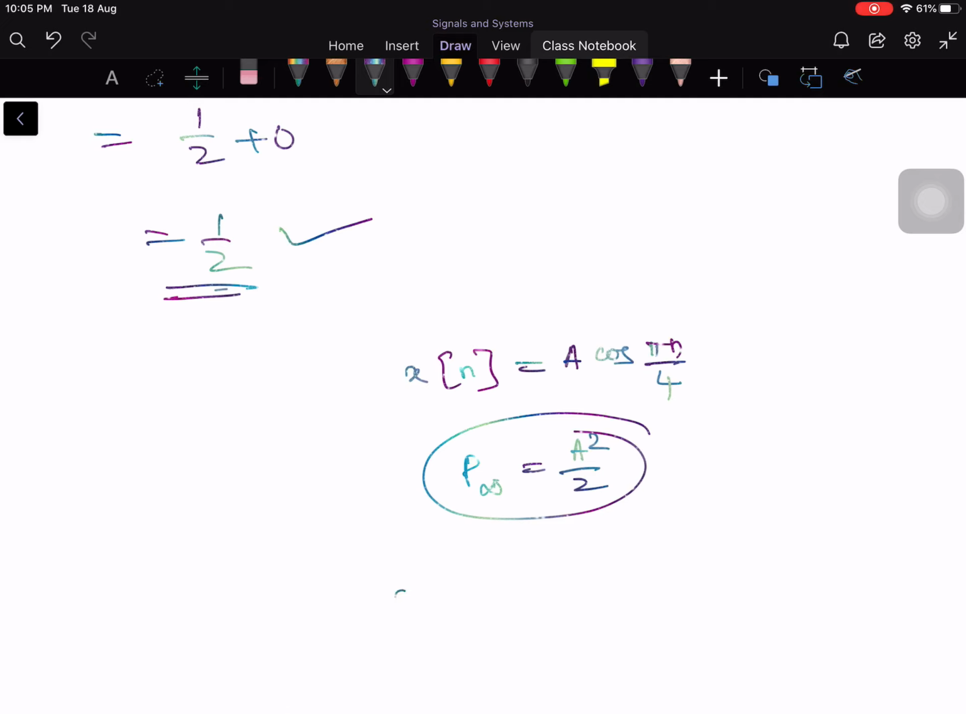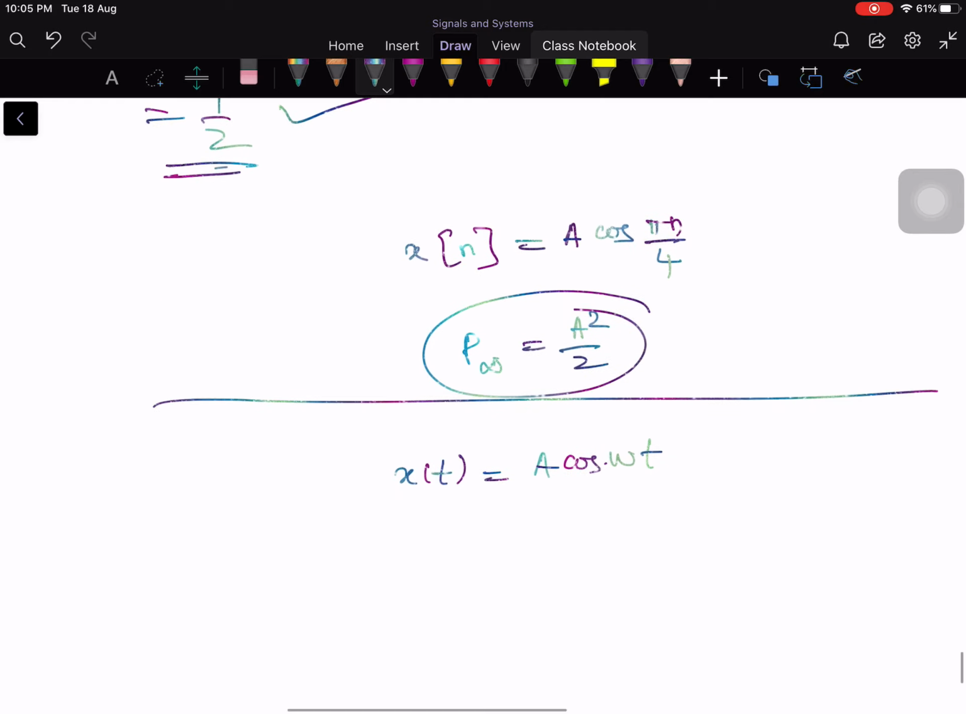Similarly, if I take a continuous time case, x of t is equal to A times cos of some omega t. Then what is the power of this signal? It's very simple, you can find out. In this case, power is defined as limit T goes to infinity 1 over 2T integral from minus T to plus T. It is a real signal, I don't want to take modulus. Let me put x squared of t times dt.